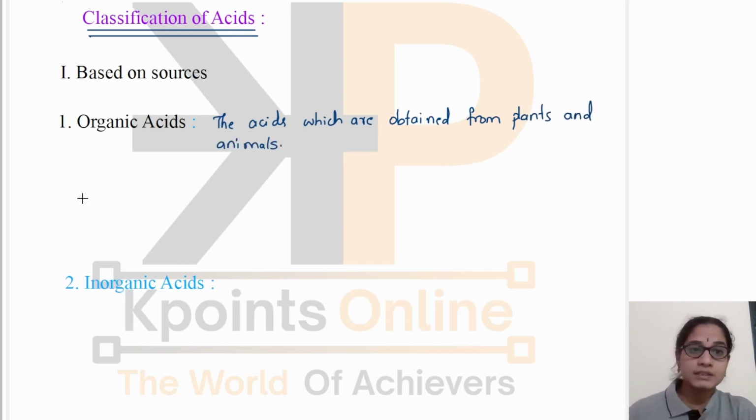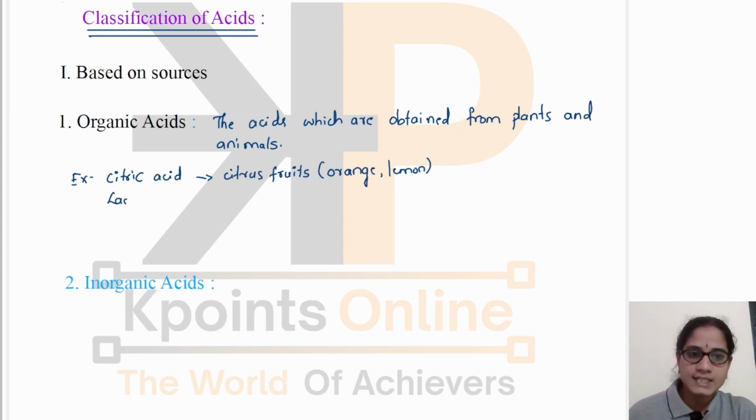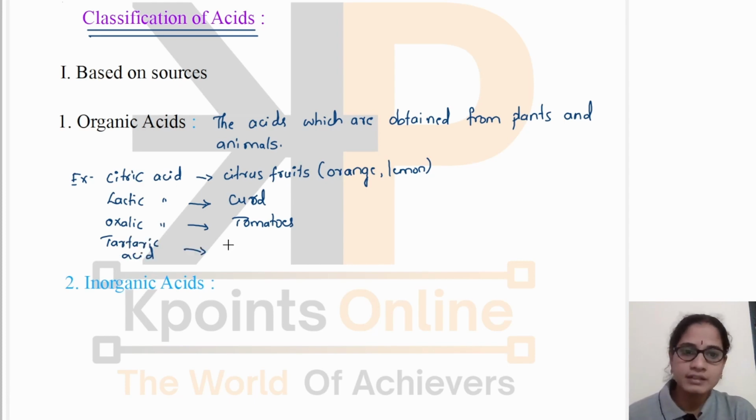There are many examples that you can see in your daily life also, like citric acid. Where do you find citric acid? Obviously, it is found in citrus fruits like oranges and lemon. Then lactic acid is found in curd. Oxalic acid is found in tomatoes. Tartaric acid is found in tamarind and unripe mangoes. These are some organic acids from plant extracts.